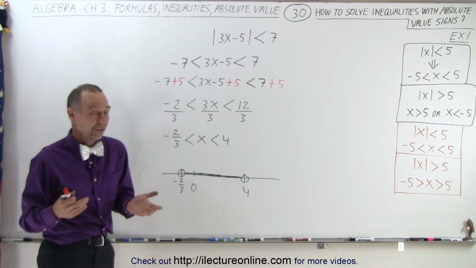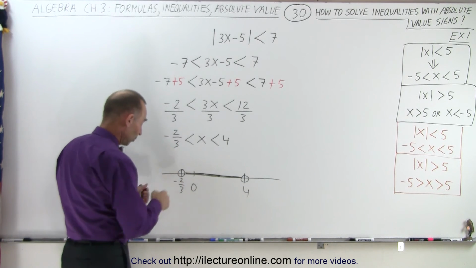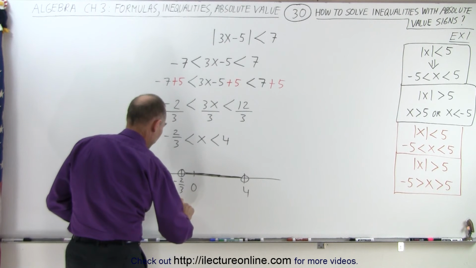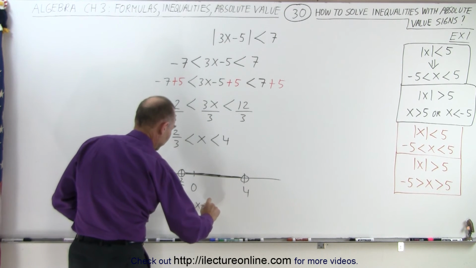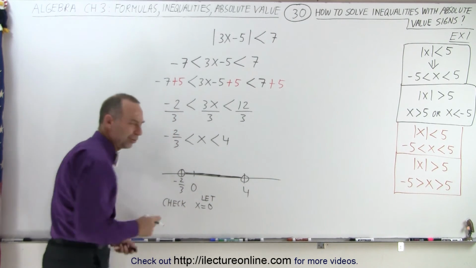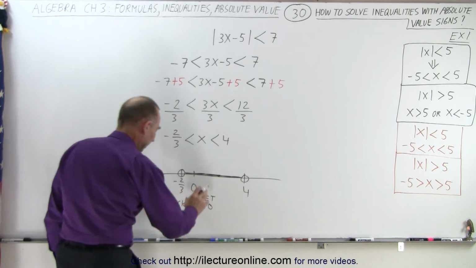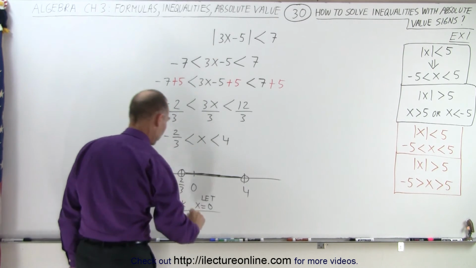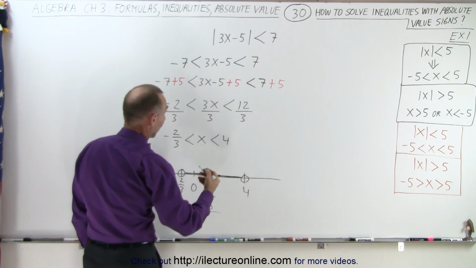Now, if you want to check to see if we did it correctly, let's put in an arbitrary value. Let's go ahead and check when we let x is equal to 7. So we write let, because it's not equal to 7, it's 0. So let x equal 0. We're going to do a check like this. We plug that back in the original inequality.